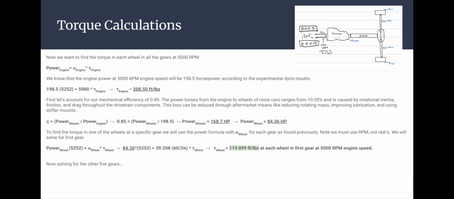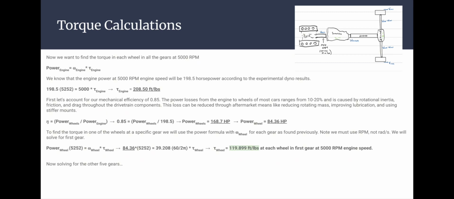But we're going to see about a 15% drivetrain loss for our car. So that's going to be a mechanical efficiency of 0.85, which is equal to the power at the wheels divided by the power at the engine. And since we know what the power of the engine is, we can calculate that the power at the wheels is going to be 168.7, which leaves 84.36 horsepower per wheel.